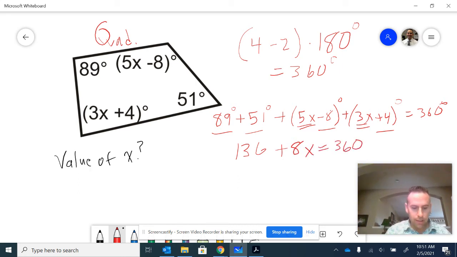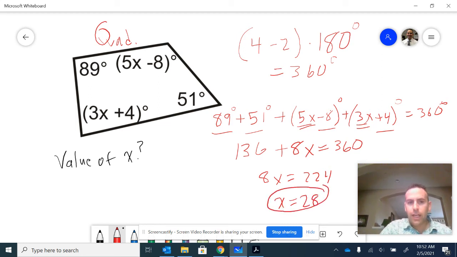Now we're going to subtract 136 from both sides of 360, leaving us with 8x equals 224. And then dividing by 8 will give us that x is a value of 28. That's our first question. Secondly, we would take that value and plug it back in for these 2 x expressions to figure out the angles in question there.